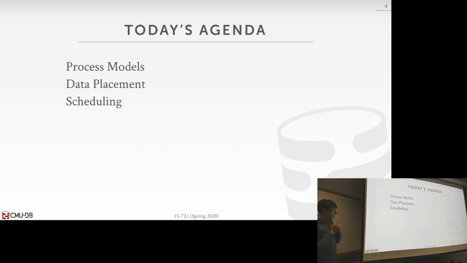So to begin, I want to first talk about different process models we can have in our database system architecture. It basically tells us what a worker actually is. Is it a thread? Is it a process? Then we'll talk about the problem of data placement. And for in-memory databases, we need to be aware of the layout of memory and the physical location of addresses in memory so that we can have our threads try to operate on local data. And then we'll talk about the different techniques for doing dynamic scheduling in a database system.